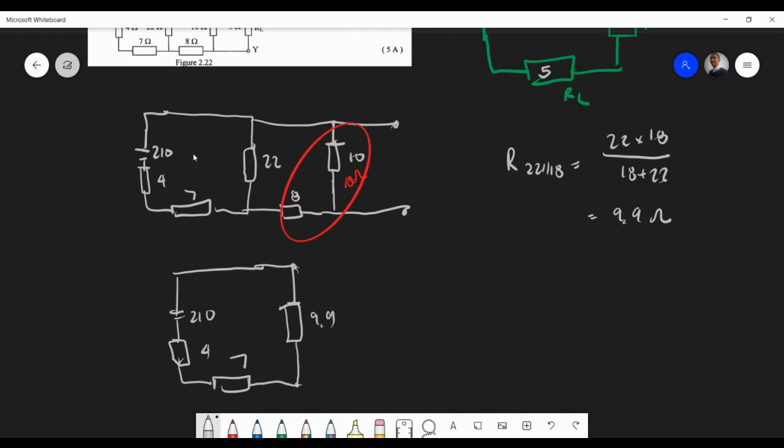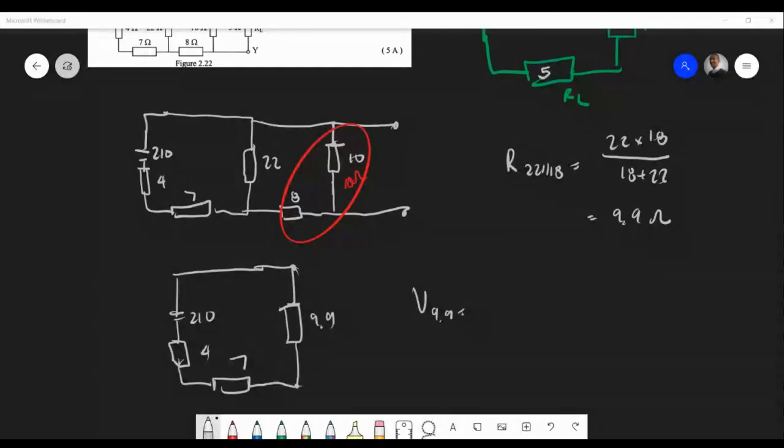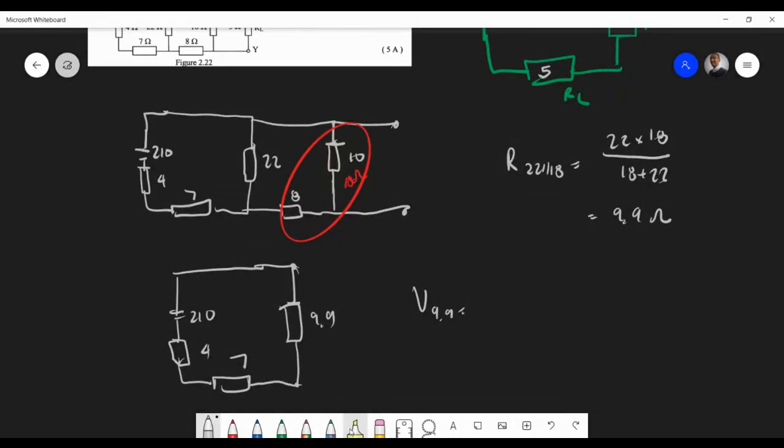So we're going to use voltage division across here to find the voltage across the 9.9 resistor. Okay, so can someone work this out for me? What is my answer? Of course, we add all the resistances. It's fairly simple. 4 plus 7. What is my voltage across there? Across this piece over here.